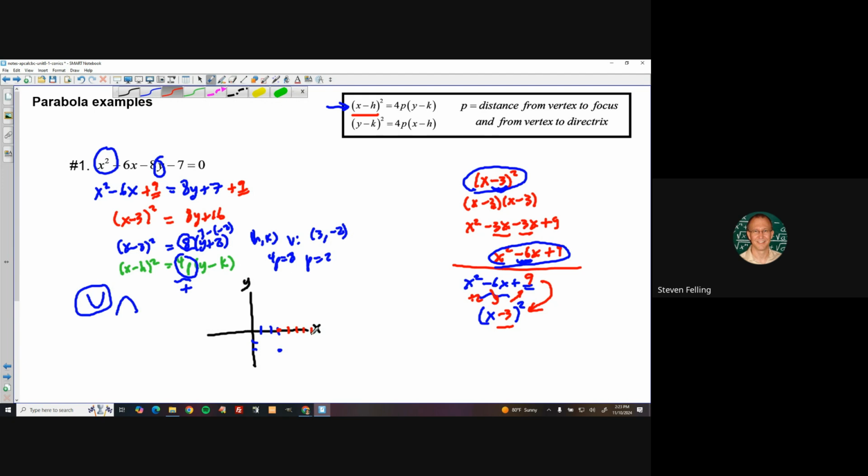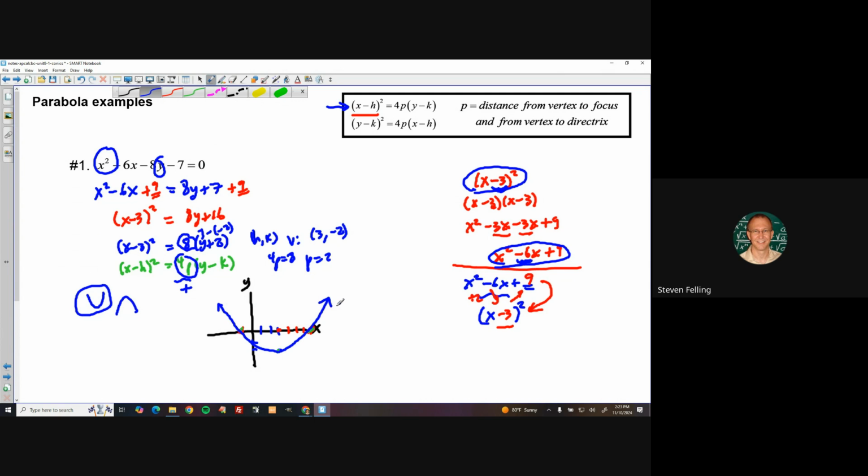1, 2, 3, 4, there's another point. And those 3 points, so the vertex and these 2 points are on the parabola, and that allows me to sketch the parabola in reasonably accurately.